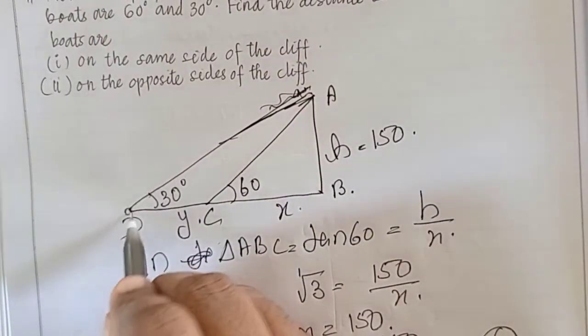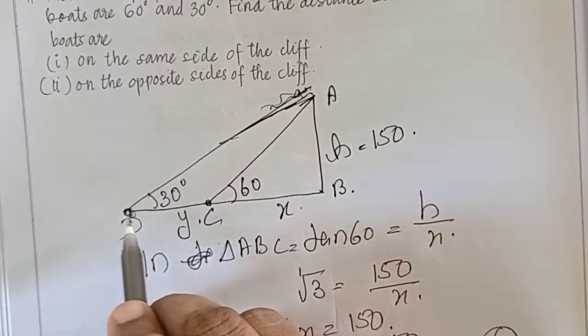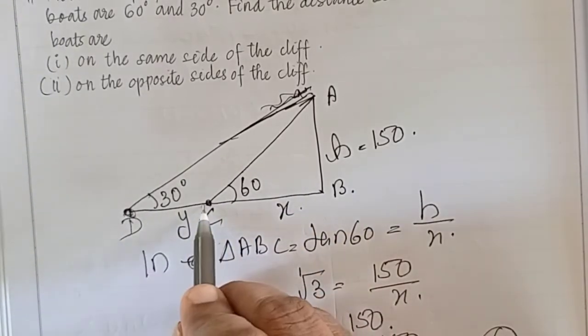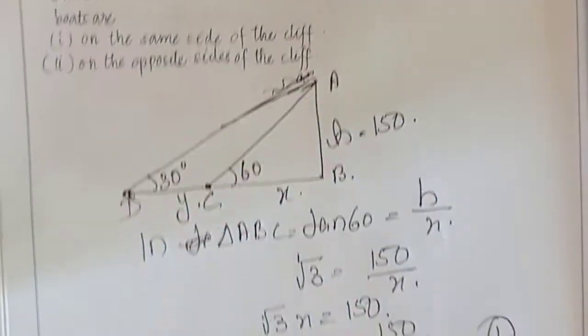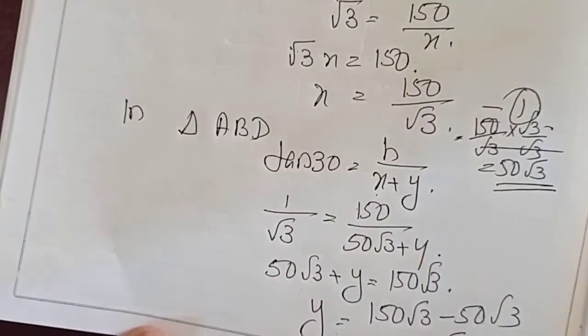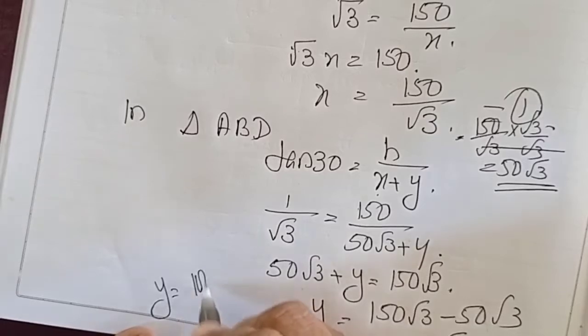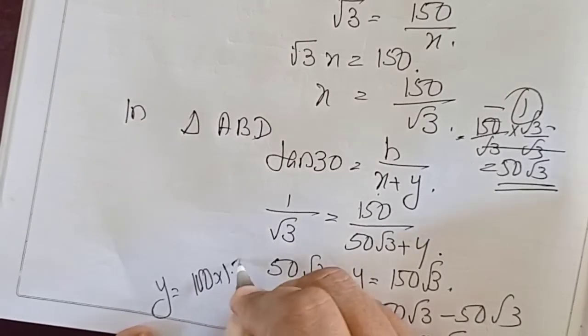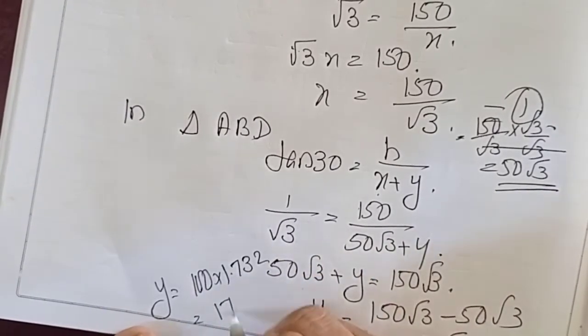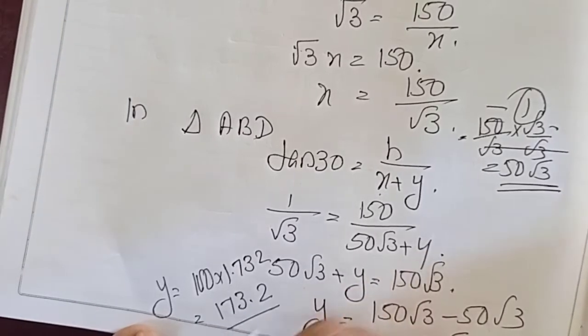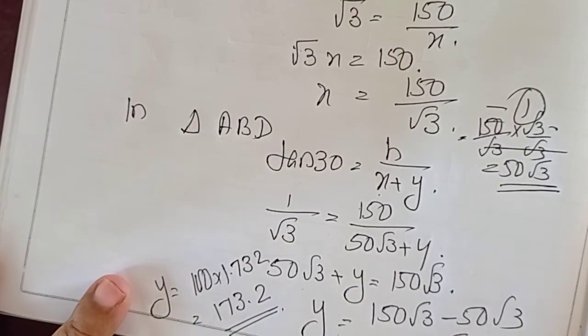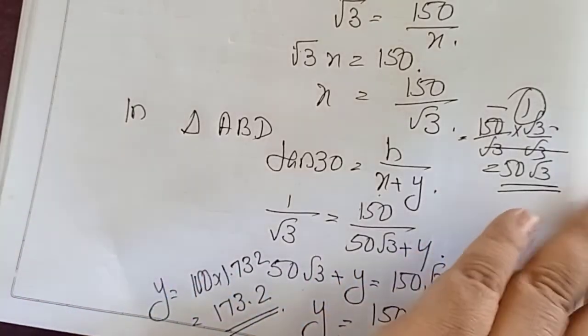All of you look at the figure. The first question is, what is the distance between the ships if they are on the same side of the cliff? That means our aim is to find Y. Y is equal to 100 into root 3, which is 1.732. Therefore, the final answer is 173.2. Check the answer: 173.2. Is it clear?